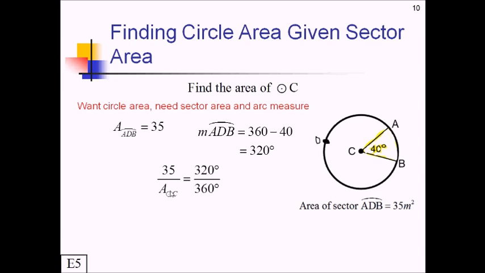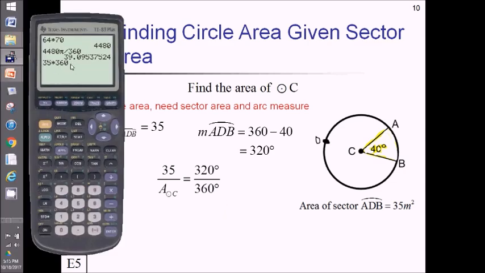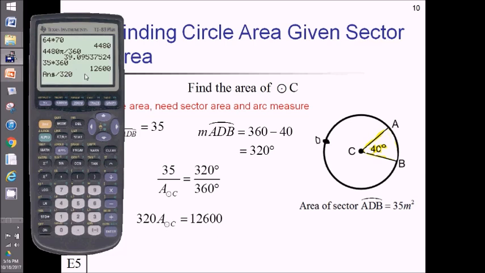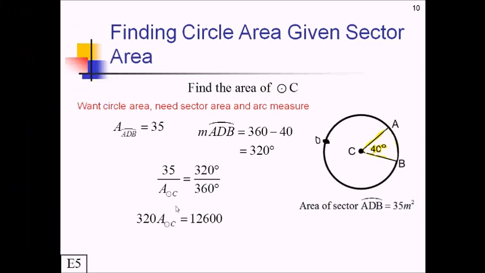So that's 360 times the area equals whatever 35 times 360 is. 35 times 360 comes out to 12,600. And then dividing by 320, we're going to get an area of 39.38, and that'll be, let's see here, square meters.